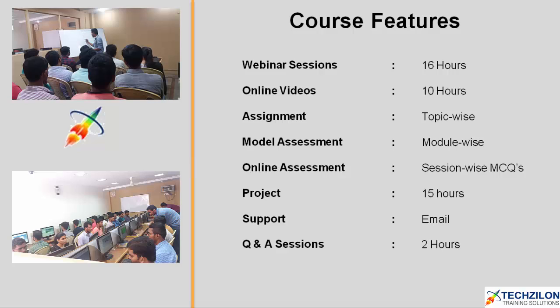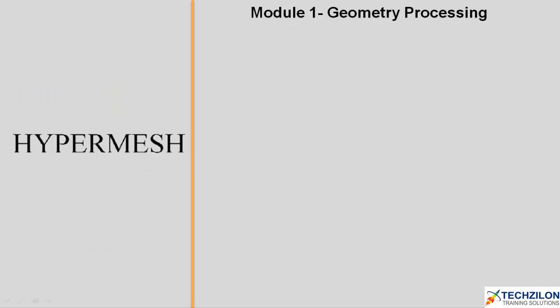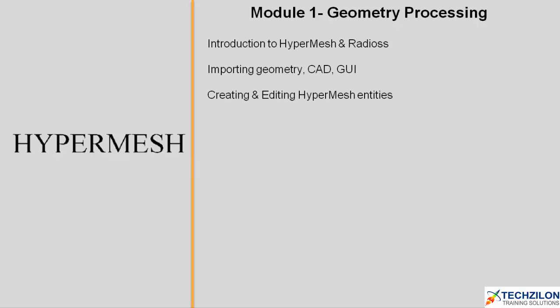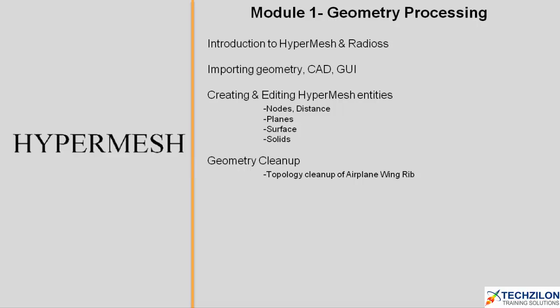In Module 1, you'll be learning geometry processing. You'll be introduced to HyperMesh and RADIOSS. You'll learn how to import a geometry, CAD, and the GUI. You'll learn how to create and edit HM entities such as nodes, distance, planes, surfaces, solids. You'll then move on to geometry cleanup, where you will learn topology cleanup of an airplane wing rib, rotation, translation, reflect, position, and projecting elements, nodes to surface.